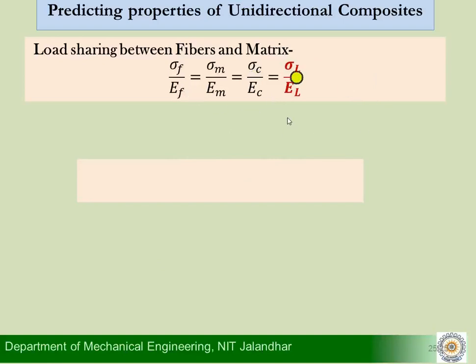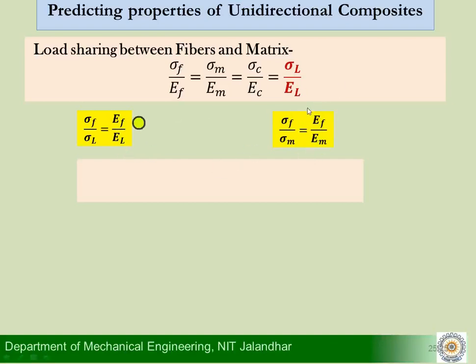So I write the same expression here, and we are interested to find out the load sharing between the fibers and the matrix, that is how much of the load is shared by the fiber and how much of the load is shared by the matrix. As a designer of a composite material, it may be desirable for us to have a very high load sharing by the fibers, because they are the stiffer and stronger components in the composite. So along with this expression, we can also write sigma f upon sigma L, which is nothing but EF upon EL, and sigma f upon sigma M is nothing but EF upon EM.